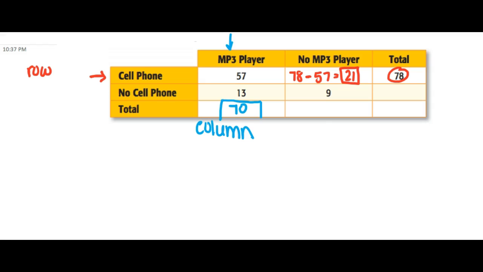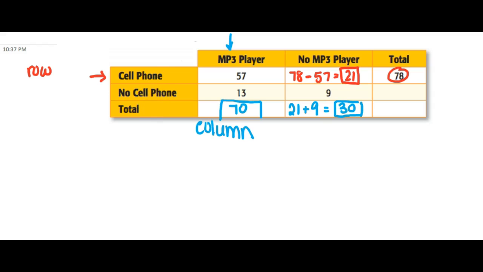I'm gonna go back and say, well, how many people don't have an MP3 player at all? So for that, we're gonna do 21 plus 9, which is going to be 30. So that means we have 30 people with no MP3 player. It doesn't matter if they have a cell phone or not. We know that they don't have an MP3 player.